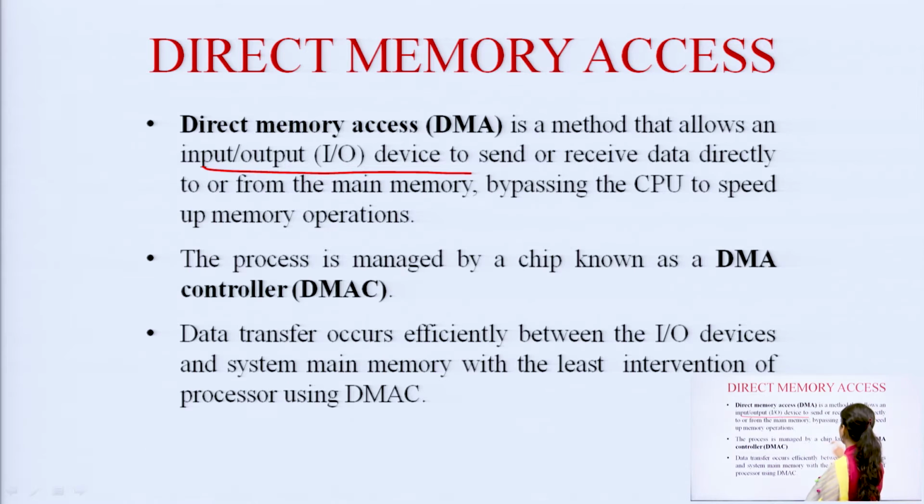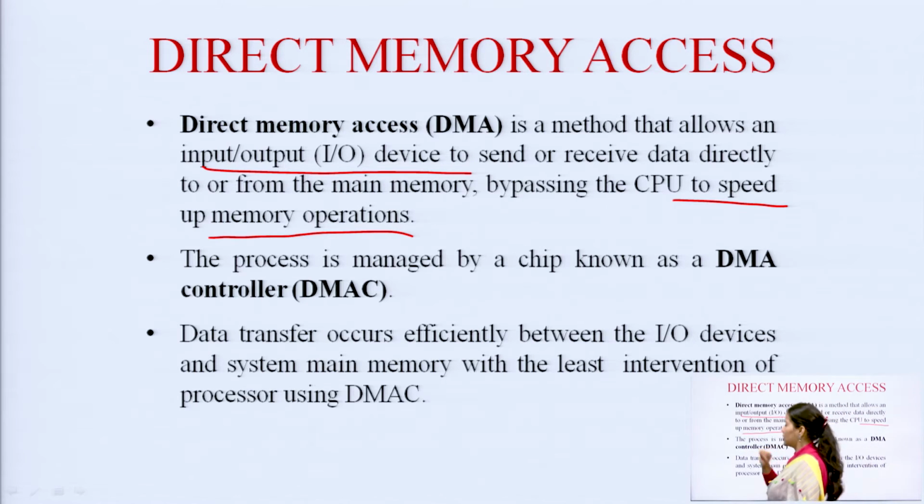So, it bypasses the CPU to speed up the memory operations, because suppose the CPU is busy in some other job. So, the system has to wait for the buses to get released, for the CPU to get free. So, it increases the processing time, but when the system bypasses the CPU and the input output device sends or receives the data directly to the memory without using the CPU, then the system speed gets increased.